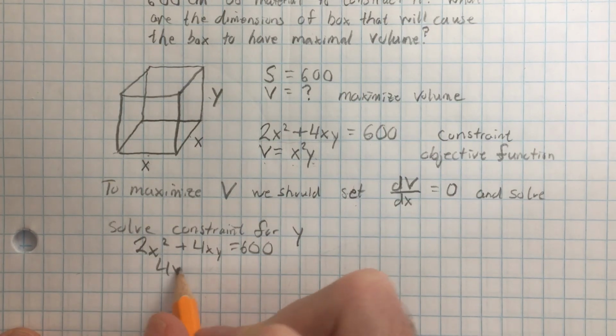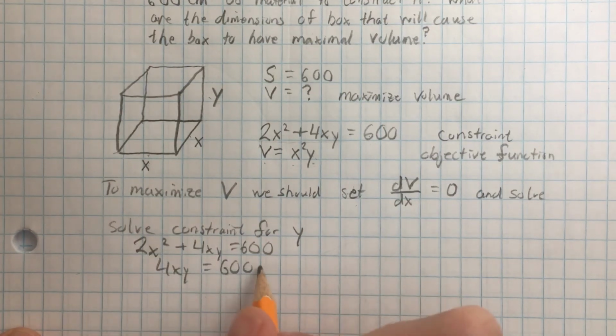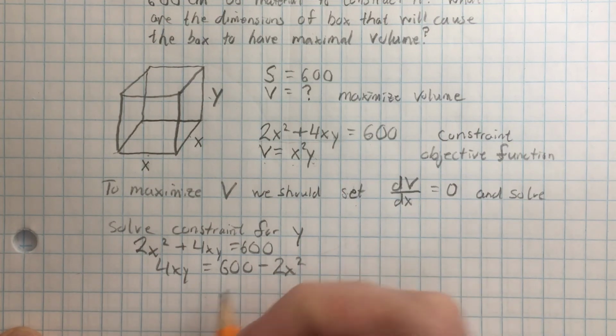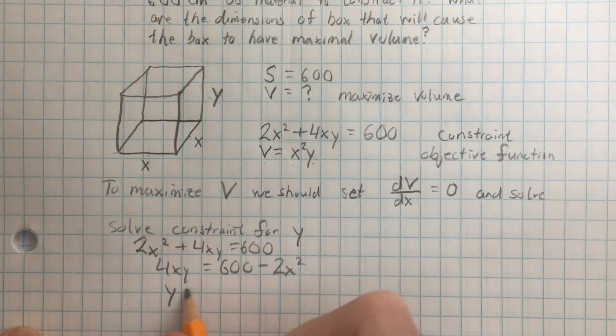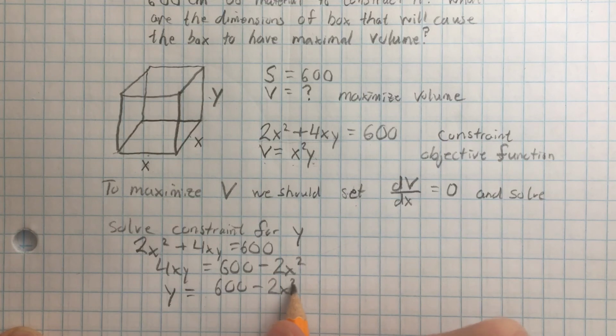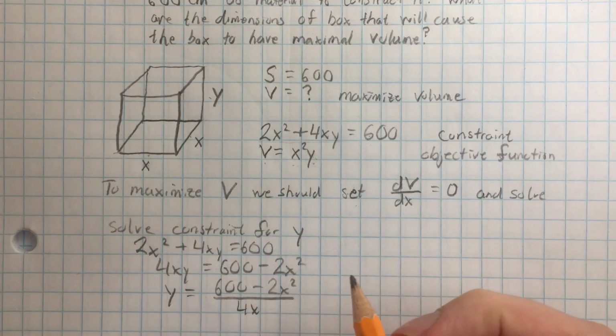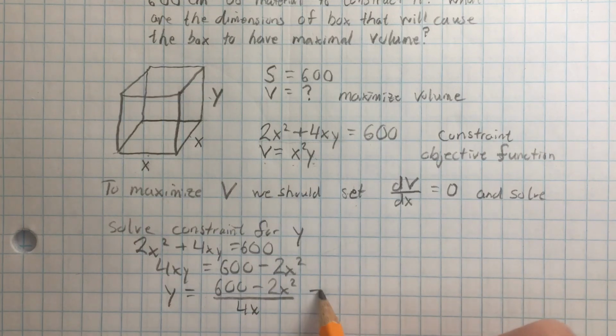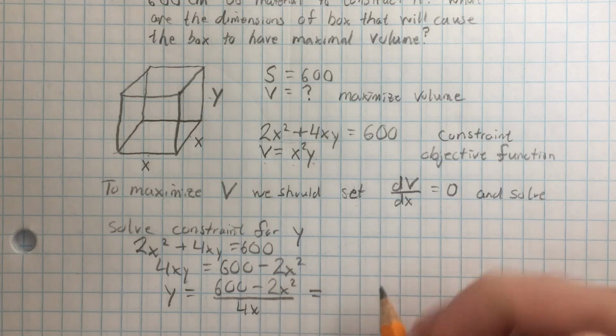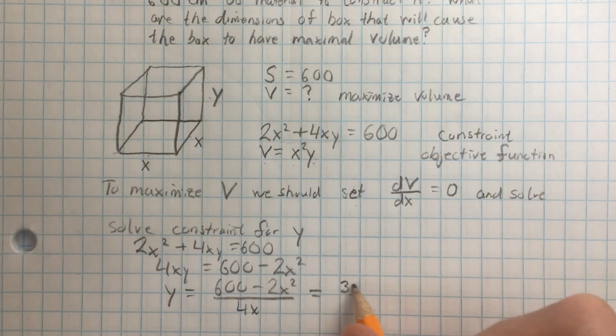So I'll have 4xy equals 600 minus 2x squared. And then dividing off by 4x, we will have isolated y. y will be 600 minus 2x squared over 4x. Now we can clean this up just a little bit, and we probably should, so let's do that. We can take out the common factor of 2 from everything. So we'll have 300 minus x squared over 2x.